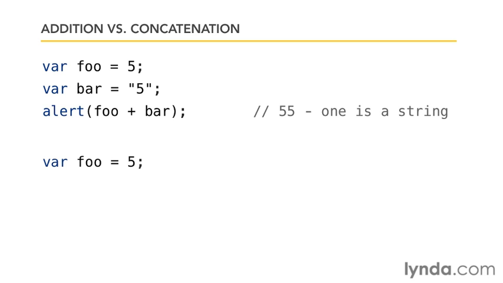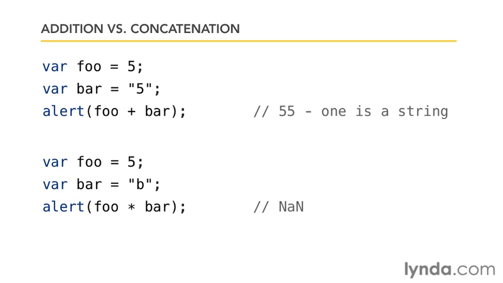And where it can get even a bit more involved is what happens if you try and do something that just doesn't make sense. We create a variable foo equal to 5. We create variable bar equal to the letter B. And then we try and alert foo times bar, foo multiplied by bar. Well, concatenation doesn't work here. What you're actually going to get is this.